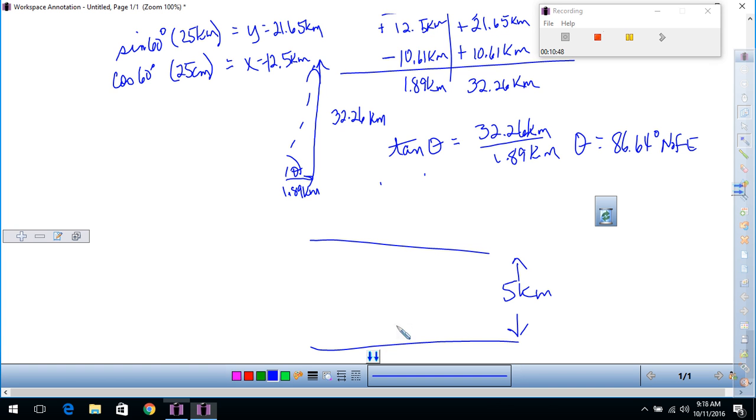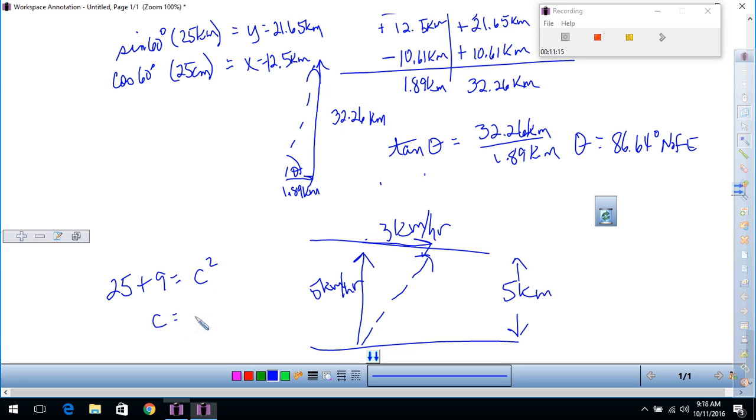All right, so the boat heads out that way. The river flows that way. So here's the boat's actual velocity. So I'm going to say 5 squared is 25. 3 squared is 9. So C is going to be the square root of 34. So that'll be the speed of the boat.